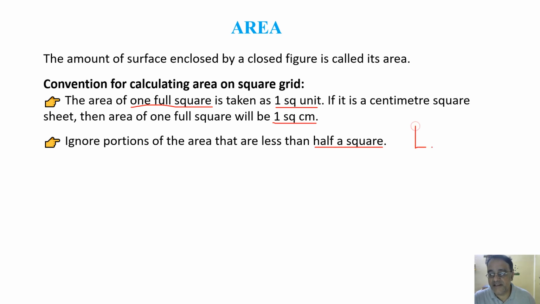अभी जैसे एक एग्जांपल है, suppose this is a square और कोई एक कर्व जो है वो अगर इतना पार्ट बस कवर कर रहा है, only this part, so we have to ignore. This is less than half a square.